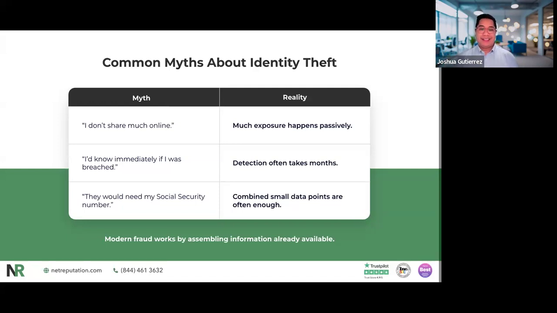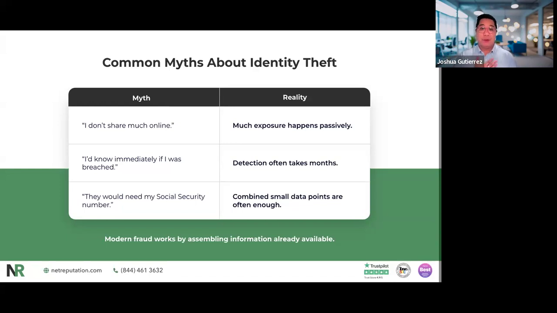The second myth here, I'd know immediately if I was breached. Industry research consistently shows it can take months to detect and contain a breach. As we mentioned, over 250 days. That creates a window of exposure most people never account for.